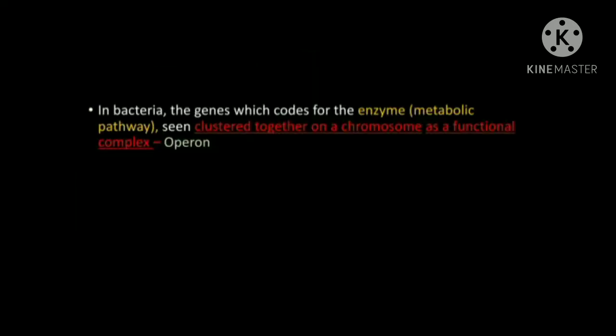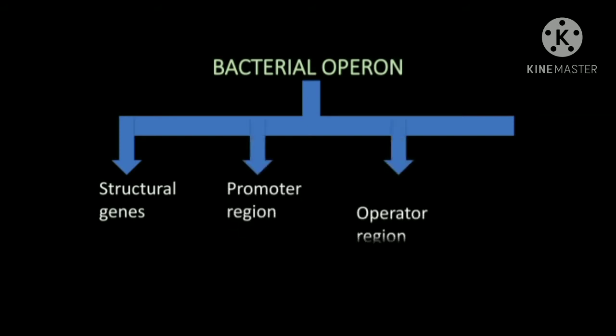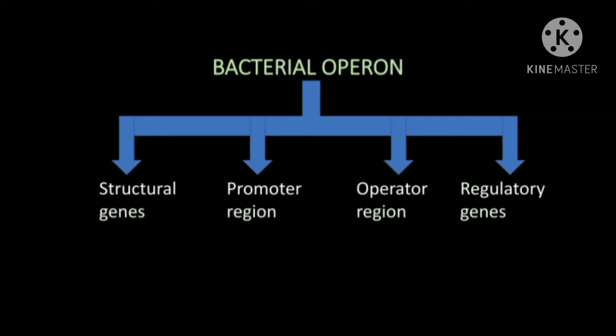In bacteria, the genes which encode for the enzymes for the metabolic pathway are seen clustered together on a chromosome as a functional complex. This is called a bacterial operon. A typical bacterial operon consists of four major parts: structural genes, promoter region, operator region, and regulatory genes.